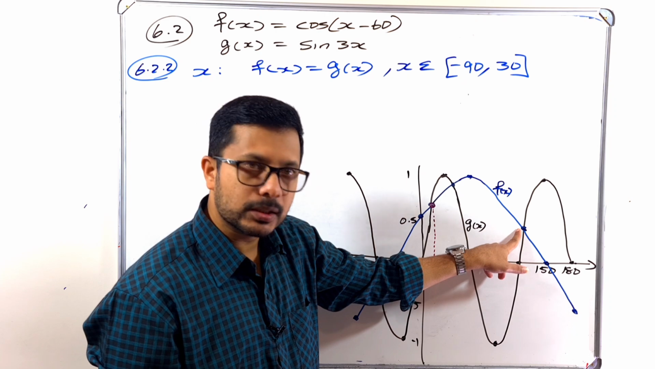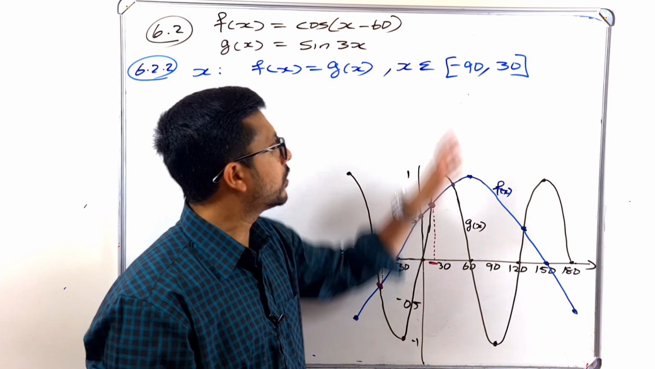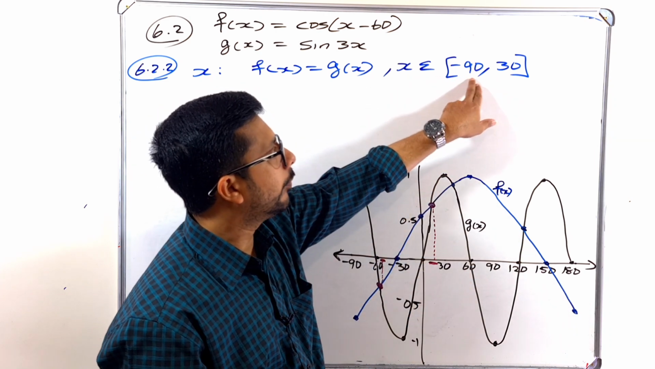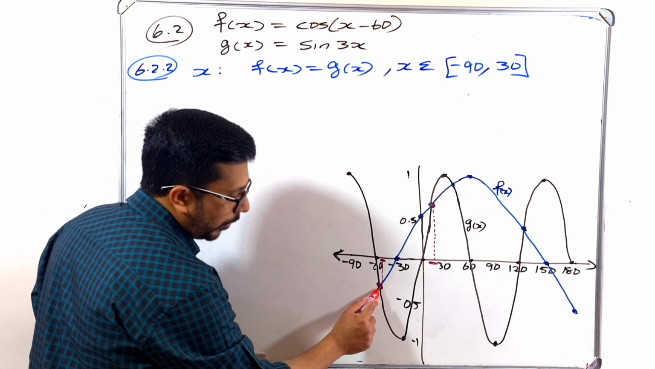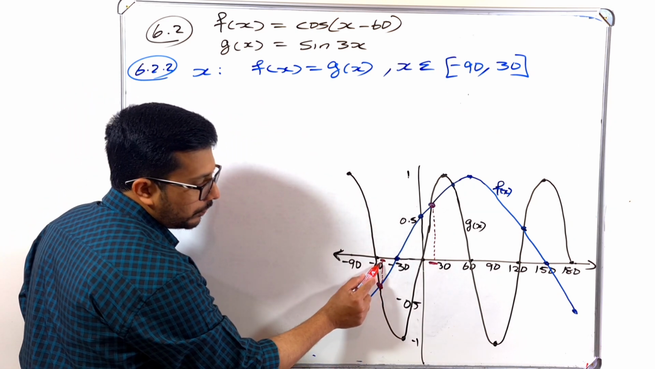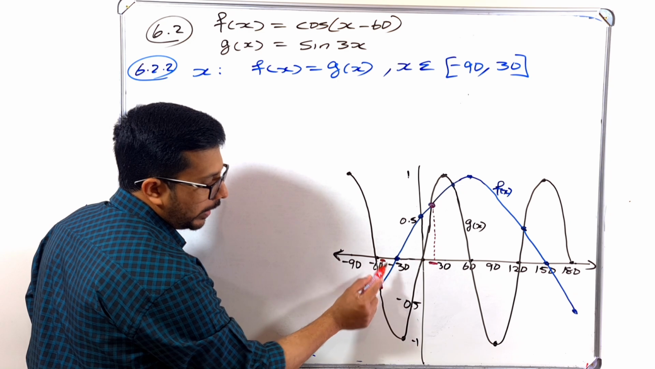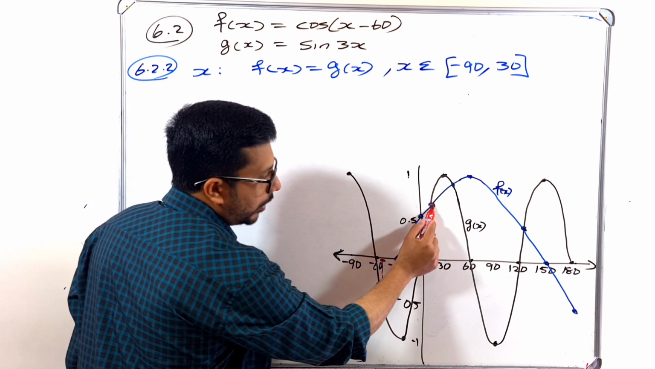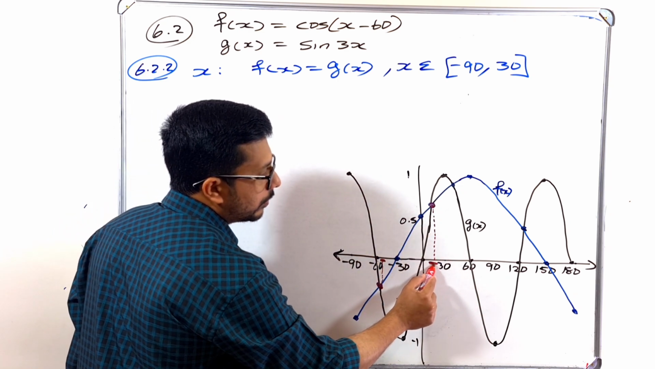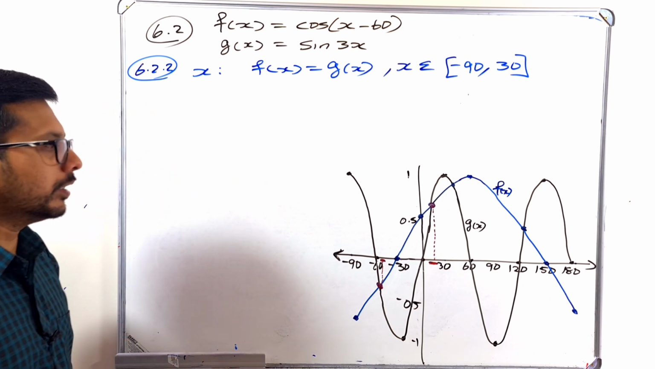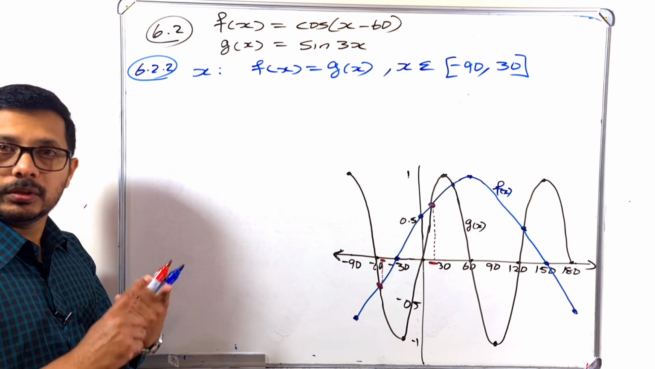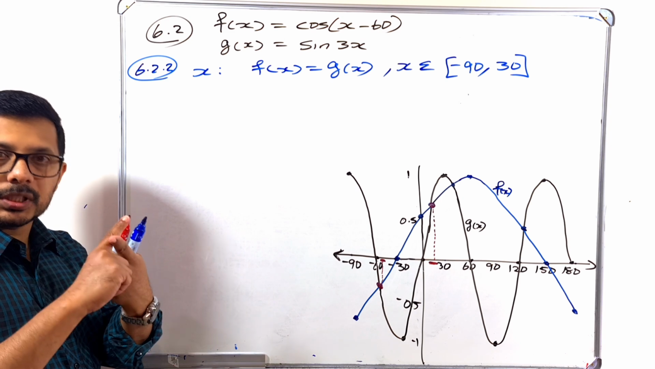This is another intersecting point, but we don't want to consider it because they are saying that x is an element of minus 90 to 30. So in effect, you have to find what is the x value of this point, what is the x value of this point, and what is the x value of this point. You understand? Okay. So how can you find that one? You know, f of x is equal to g of x means intersecting point.